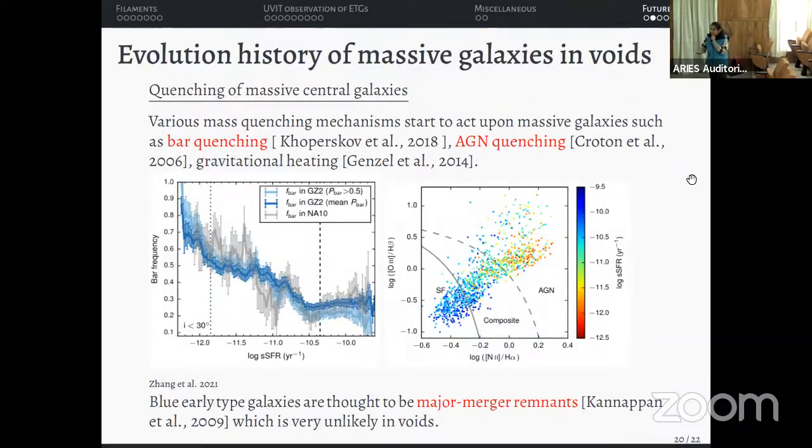Okay, I would clarify that this is from Zhang 21, and they mostly looked at, how do I define it? These are all redshift zero. These are not high redshift galaxies. These are local galaxies.